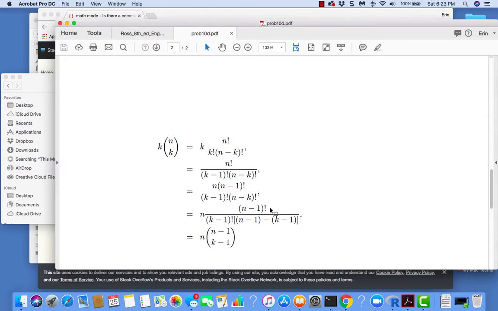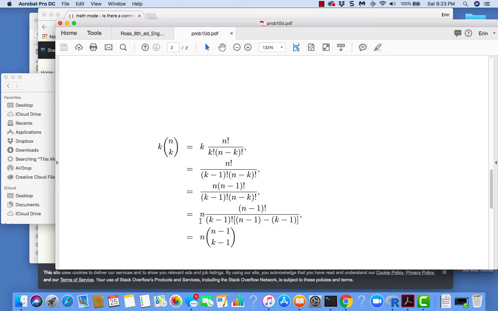Okay, so we're going to start out with our left-hand side again. So we'll have k times n factorial over k factorial times (n minus k) factorial. The k's are going to cancel again. Now what I'm going to do is write n factorial as n times (n minus 1) factorial, and I'll leave the denominator alone for a minute.